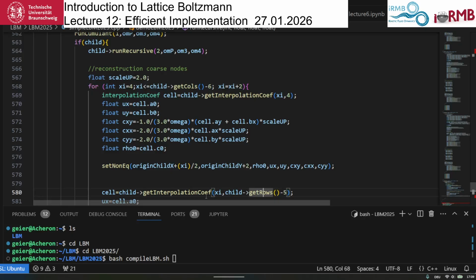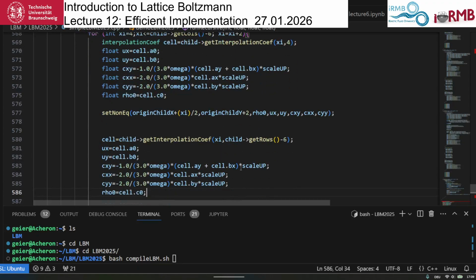This here has, of course, to correspond with this up here, and here we have -5, where I said I believe this is correct, which is of course nonsense. This also must be 6, because it's a 6 up there. So let me see my cheat sheet. Child get interpolation coefficient, xi, child get rows -6, okay?